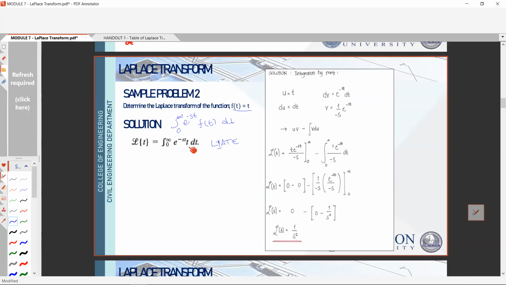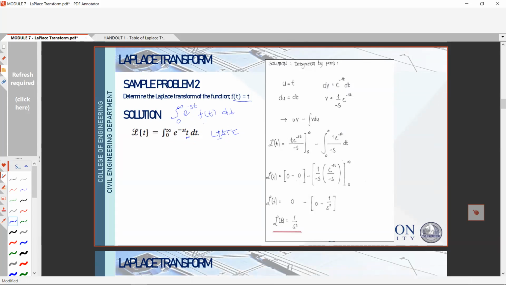We have a combination of exponential. This is an exponential function, e raised to negative st. Since we are dealing with the variable t, with respect to t, this is an exponential function. And itong isa, the t, is an algebraic function, di ba?